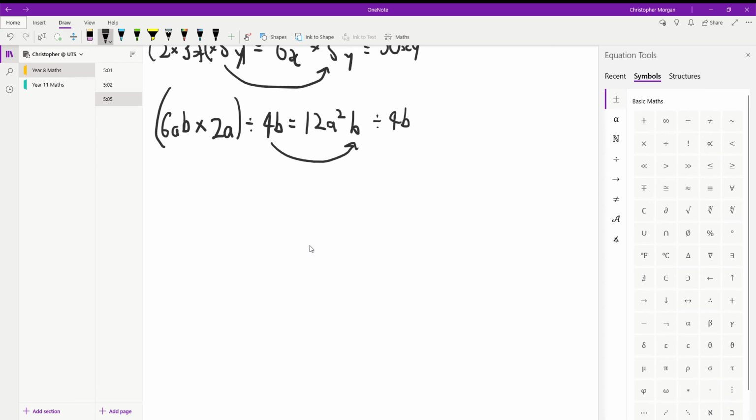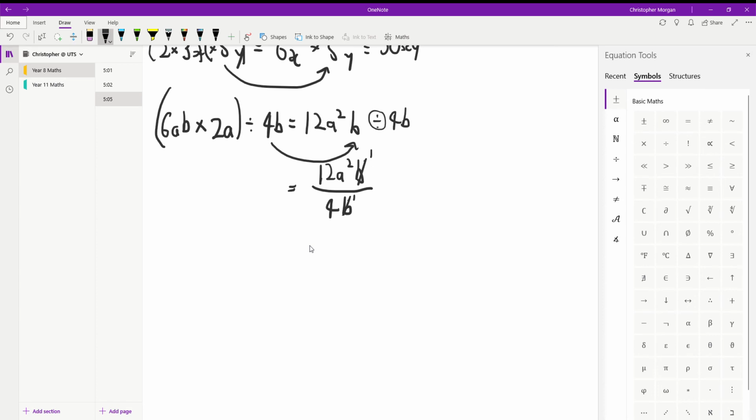Alright, now remember from before, this divide sign right here means we can write it as a fraction. So we can say 12a squared b divided by 4b. Okay, now can we cancel anything? Well, you might see we can cancel this b straight away. So we've got 1b there, we have 1b there.